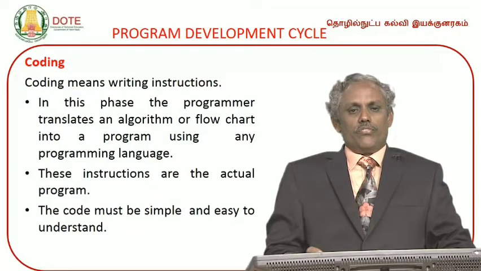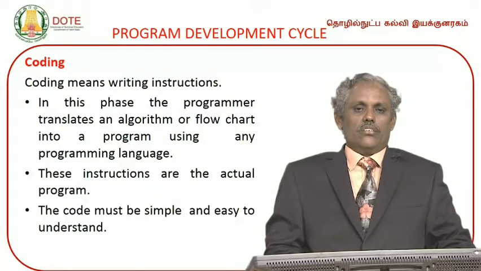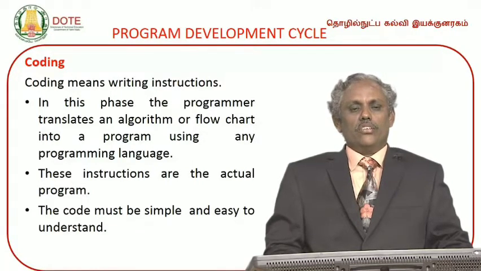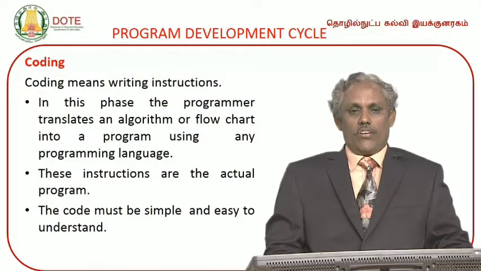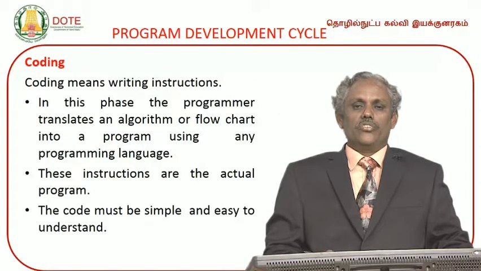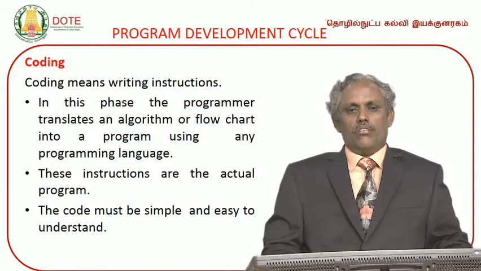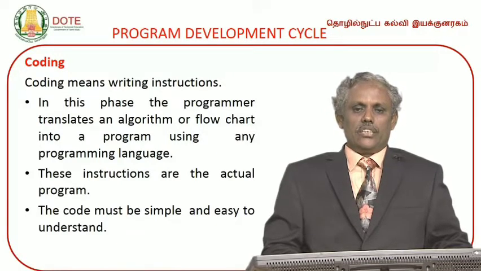After getting the information from the design, the programmer can start writing a code by deciding the language. So, this is a coding stage. Coding means programming or writing instructions for the computer using any programming language. The programmer translates an algorithm or flowchart into a program using any programming language. These instructions are the actual program. The code must be simple and easy to understand.